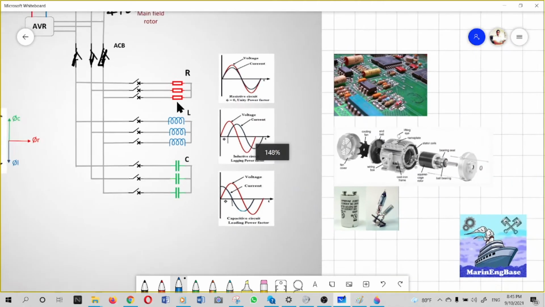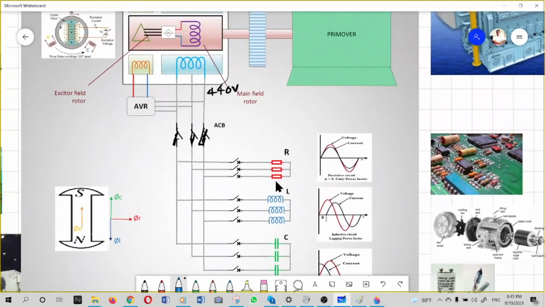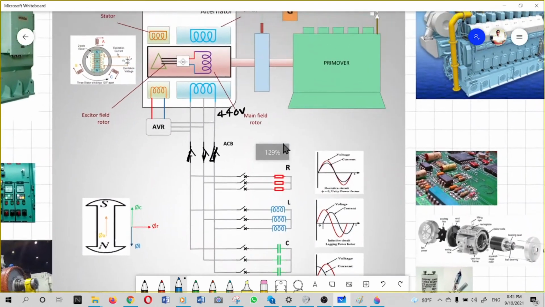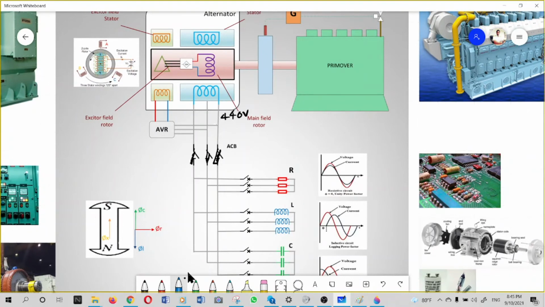So now we are going to discuss our system. Suppose now we are going to connect this breaker.